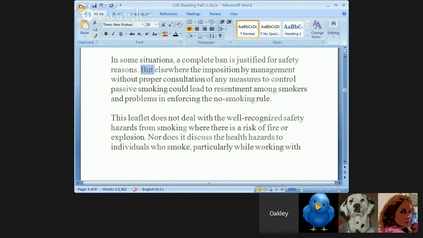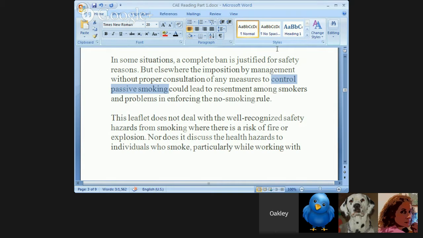Oh, Nader's not here. Max, are you here? Maybe control passive smoking. Oh, Google Chat. Okay, he's using Google Chat, which I can't see. Hang on. Control of passive smoking. Oh, there it is. Control of passive smoking. Okay. Possibly.